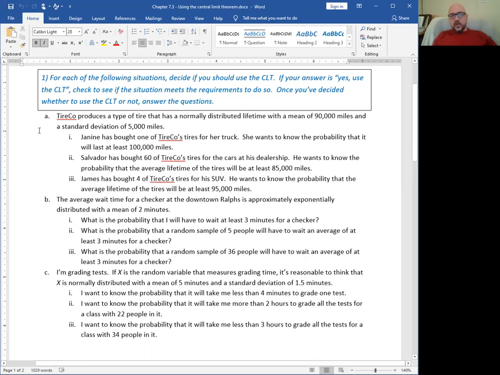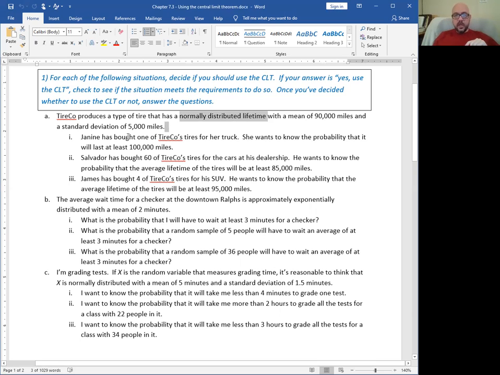So for each one of these, I'll kind of talk my way through this one, so you can see what you want to do on all of them. TireCo produces a type of tire that has a normally distributed lifetime with a mean of 90,000 miles and a standard deviation of 5,000 miles. Now, one phrase should jump out at you, which is this. This is telling me that the population is normally distributed, so that means we do, regardless of sample size, meet the requirements for the central limit theorem.